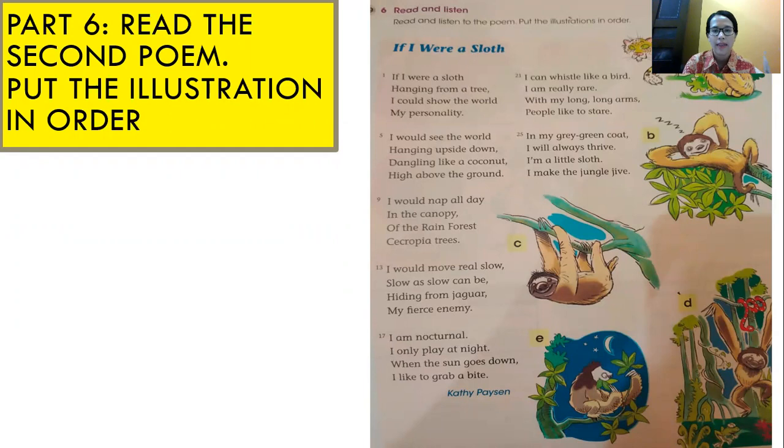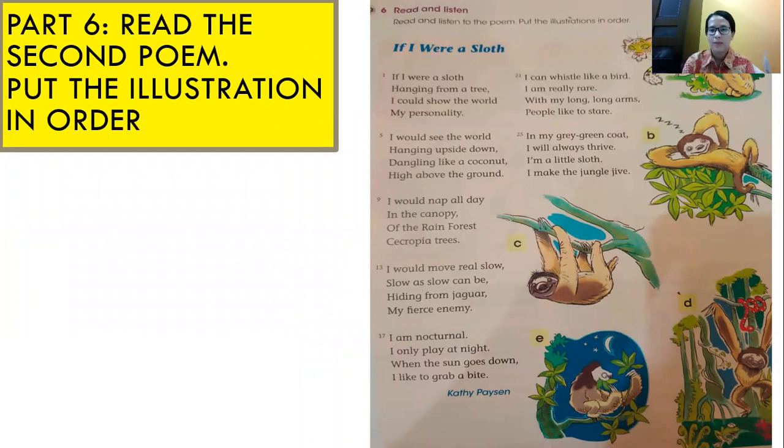If I were a sloth hanging from a tree, I could show the world my personality. I would see the world hanging upside down, dangling like a coconut high above the ground. I would nap all day in the canopy of the rainforest cecropia trees. I would move real slow, slow as slow can be, hiding from jaguar, my fierce enemy. I am nocturnal. I only play at night. When the sun goes down, I like to grab a bite.